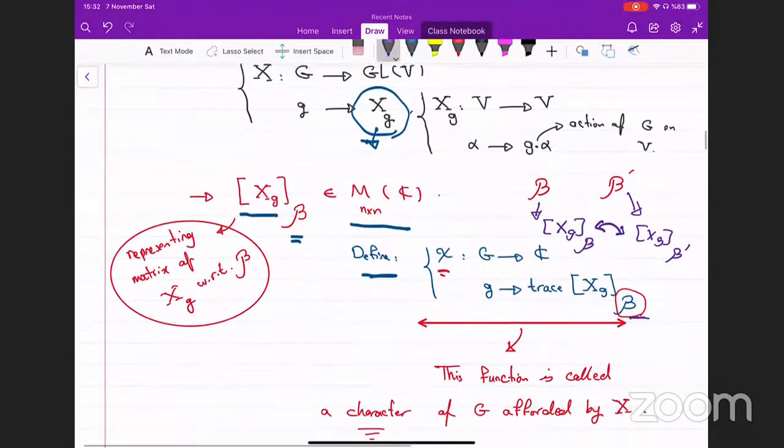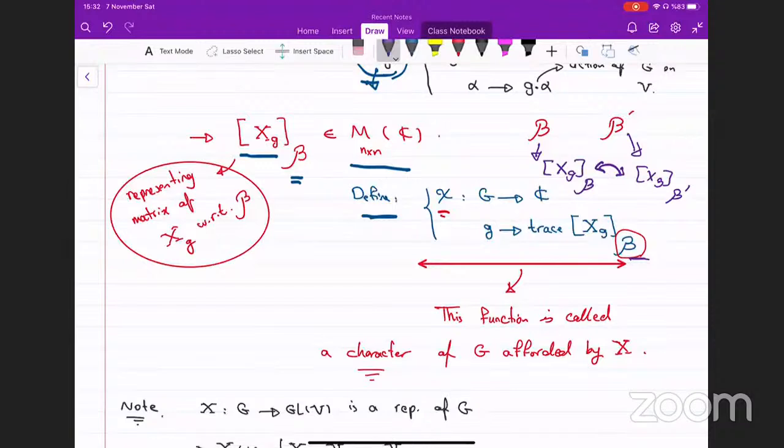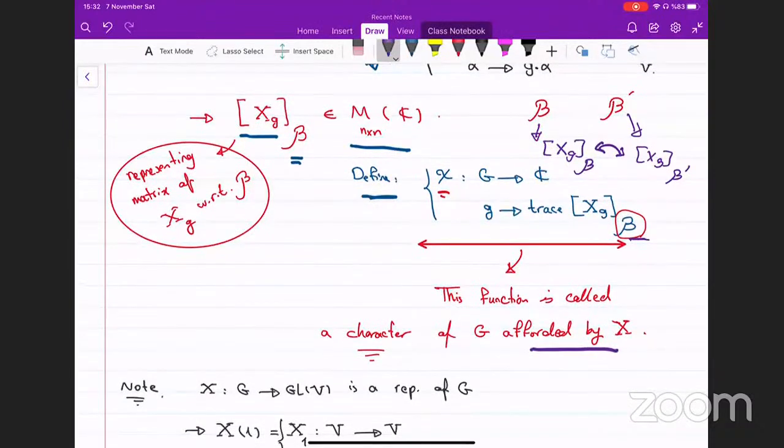Okay. The function that I define as chi is called a character of G, a character afforded by this representation X. So each representation gives me a character. I call this a character afforded by the representation that I started with.